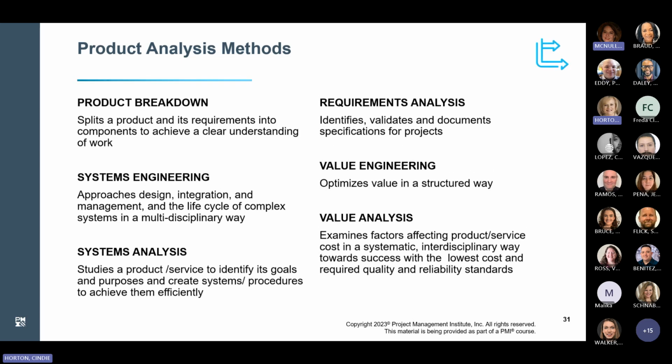So this slide describes the various product analysis methods for projects that involve the development of a product. Depending on the product the project is delivering, you can use one or more of these methods to create a working understanding of it and develop the scope. These methods include product breakdown, systems analysis, requirements analysis, systems engineering, and value analysis. Okay.